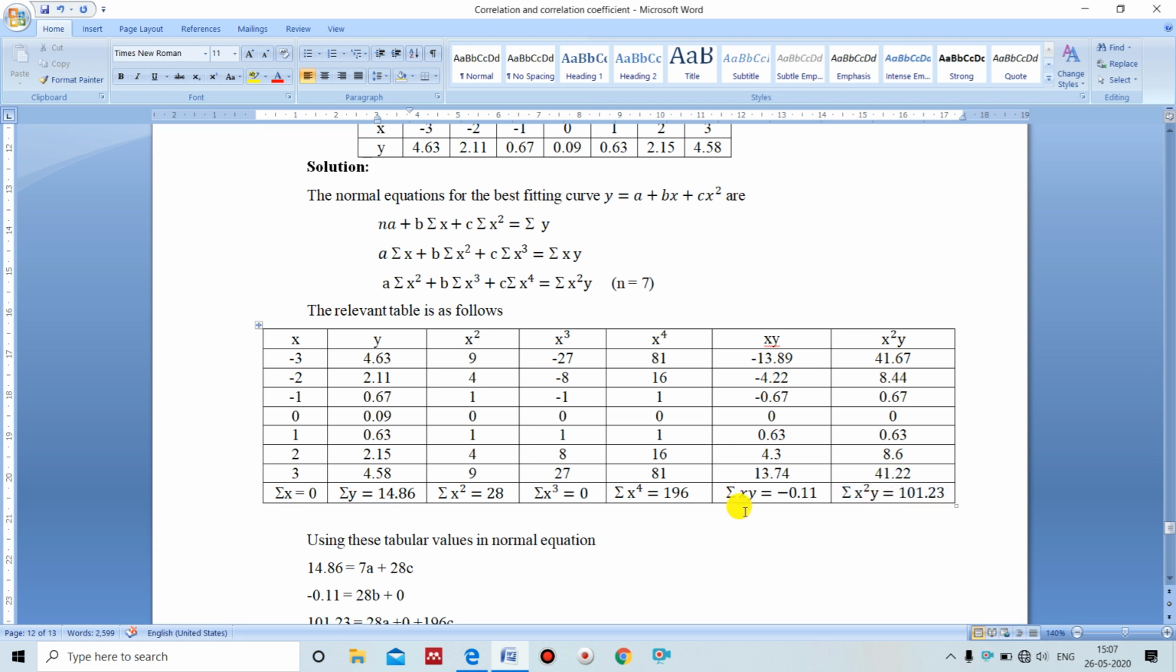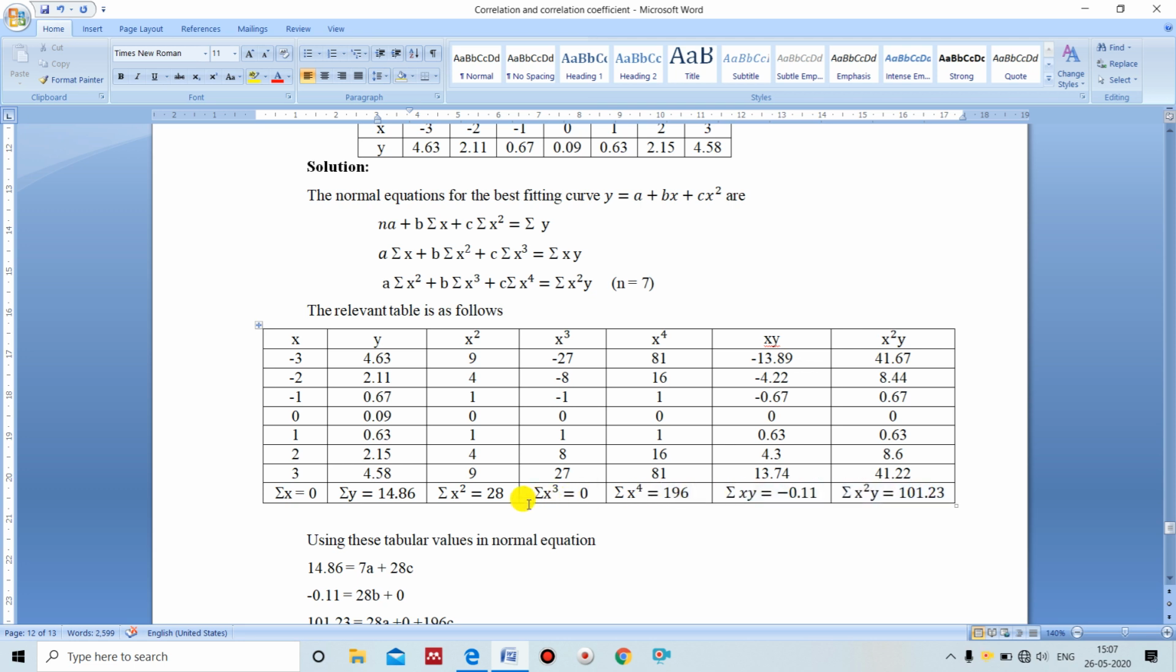Then find the summation of each column. So summation of x is 0, summation of y is equal to 14.86, summation of x square is 28, summation of x cube is 0, summation of x raised to 4 is 196, summation of xy is minus 0.11, summation of x square y is 101.23.